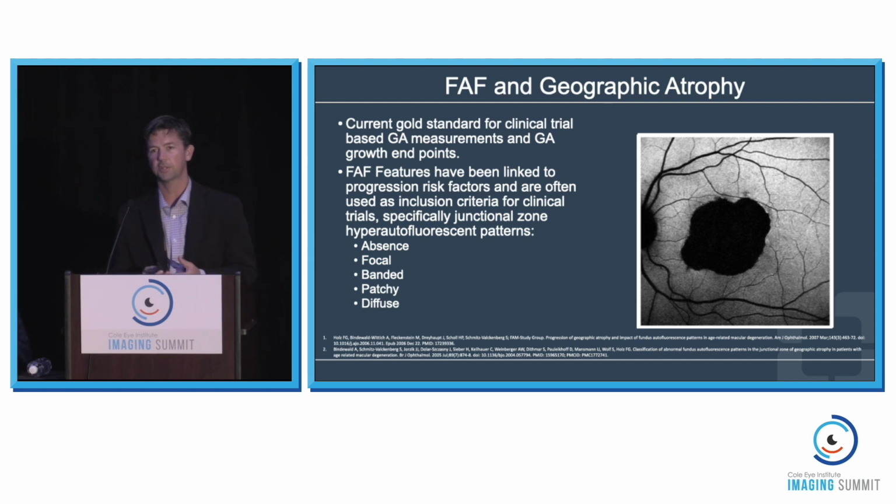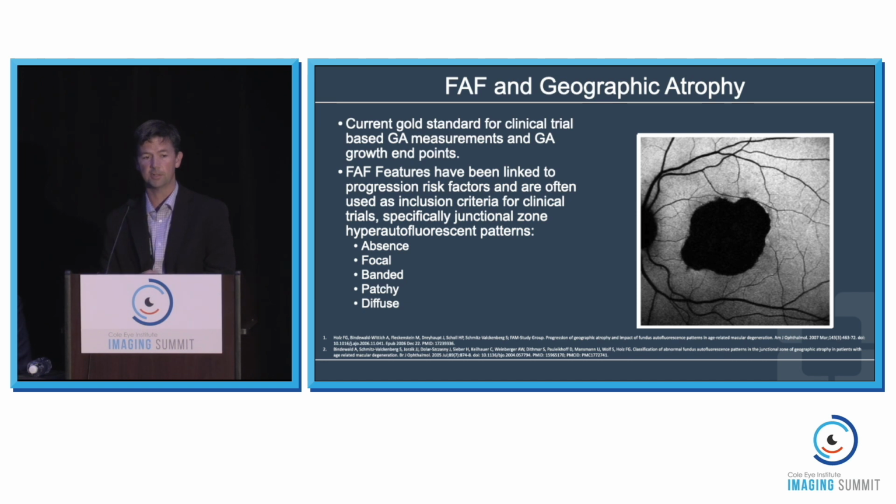There have been different features over time that Frank Holz and others have identified that are linked to progression risk factors, particularly around the hyperautofluorescent patterns in the junctional zone. We see here this clear dark area of geographic atrophy with hypoautofluorescence with no real significance to the surrounding fundus autofluorescent areas, where here we see focal areas of hyperautofluorescence, and then here this banded pattern. These specific patterns can change the overall risk for progression, and many of these patterns have been used as inclusion factors within many of the clinical trials to identify those patients who may be at greatest risk for progression and may benefit from treatment.